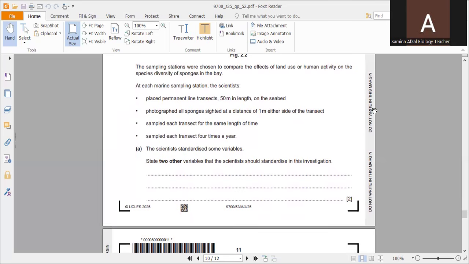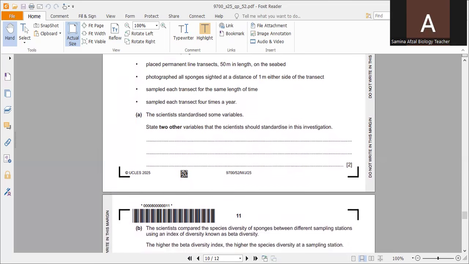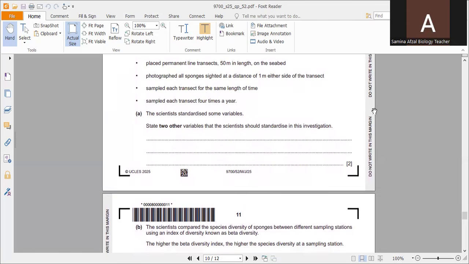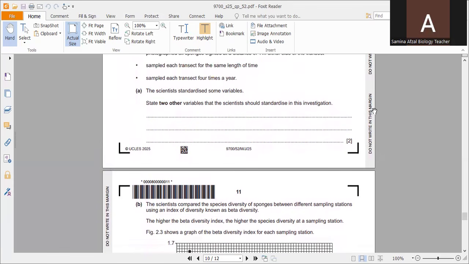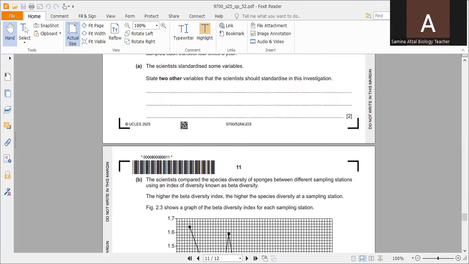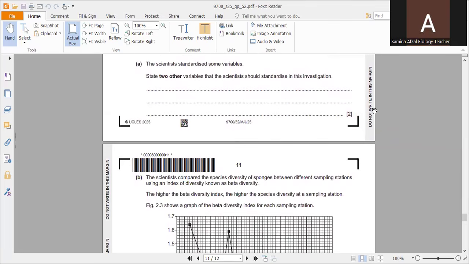At each marine sampling station, the scientists placed permanent line transects 50 meters in length on the seabed, photographed all sponges sighted at a distance of 1 meter either side of the transect, sampled each transect for the same length of time, and sampled each transect 4 times a year. Scientists standardized some variables. Name two other variables that the scientists should standardize in this investigation.